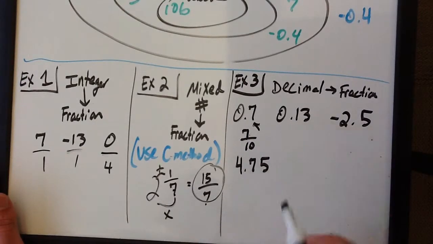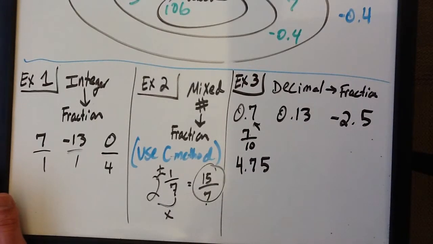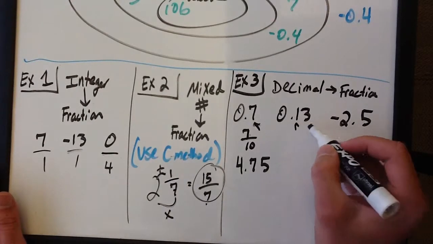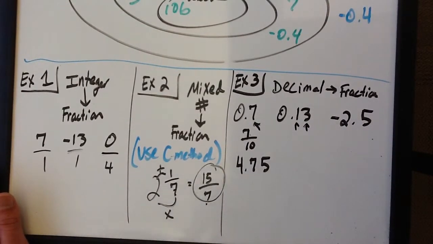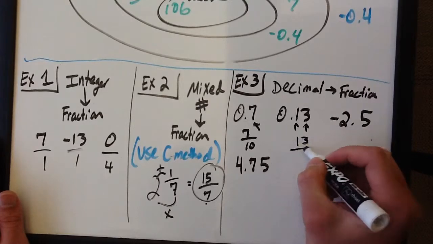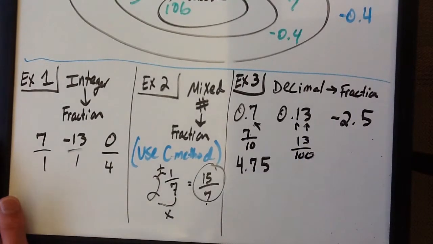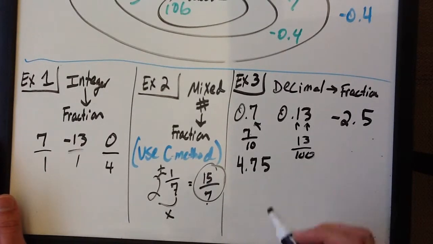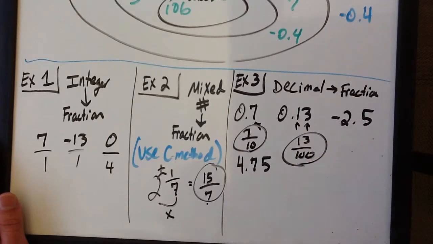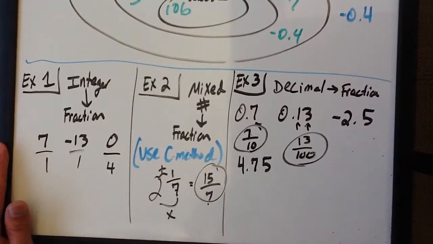The next number is 0.13, which I read as 13/100ths, because this is the tenths place and that 3 is in the hundredths place. So I have 13/100ths, 13 over 100. That's as a fraction in the form a over b. I can't simplify 13 over 100. That is simplified.